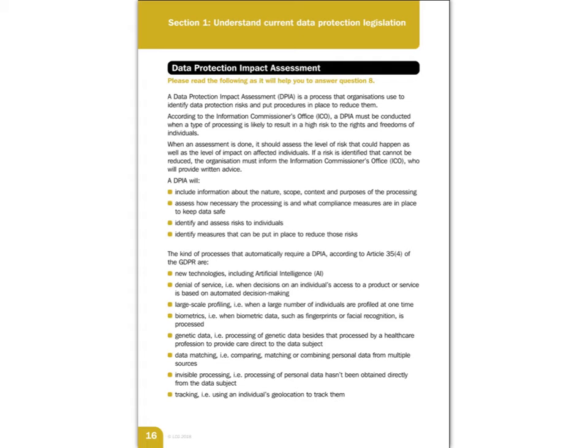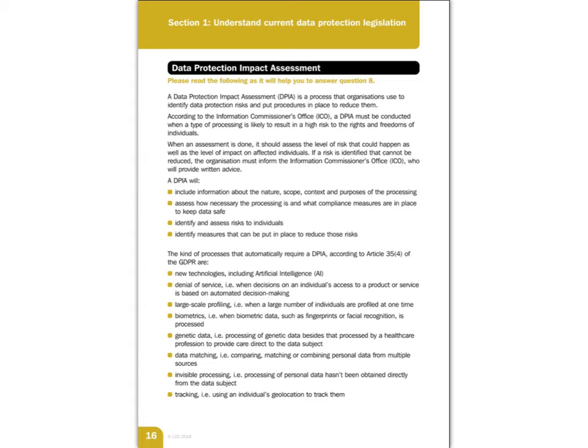You must identify and assess the risks to individuals, i.e. the people that the data is actually stored on, and identify measures that can be put in place to reduce those risks. So you must have worked through and decided, how can we actually reduce the risk here? This is the risk, this is how we're going to reduce it. Okay. There are some processes that automatically require you to do a data protection impact assessment.